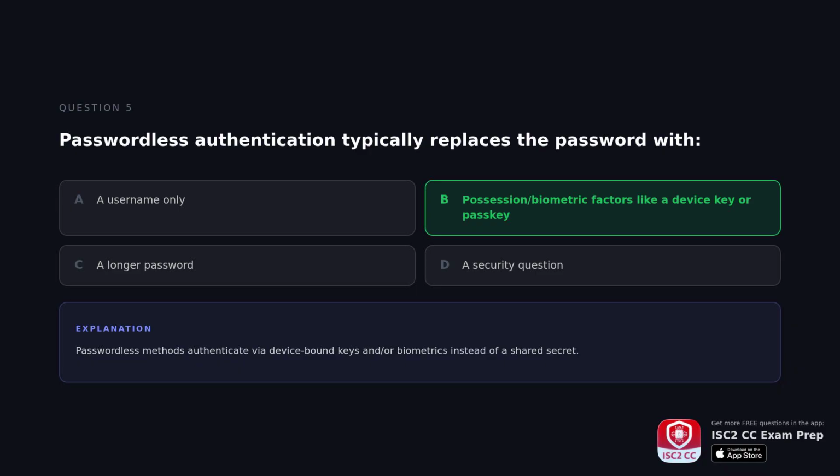The correct answer is possession or biometric factors like a device key or passkey. Passwordless methods authenticate via device-bound keys and/or biometrics instead of a shared secret.